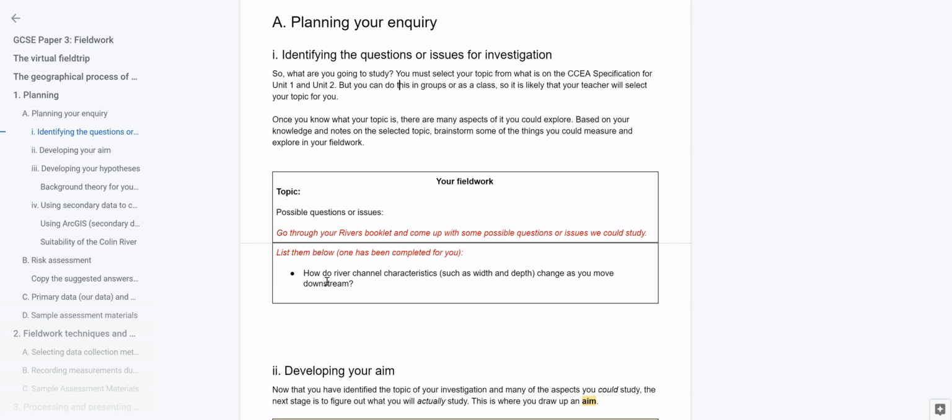So what you need to do is to scan through the whole of the booklet. You can be looking at the processes that can go on. The characteristics are there. You can be looking at other landforms. You could be looking at flood risk. You could be looking at river management. And I want you to bullet point down here 3 or 4 issues in addition to that one that you could study.